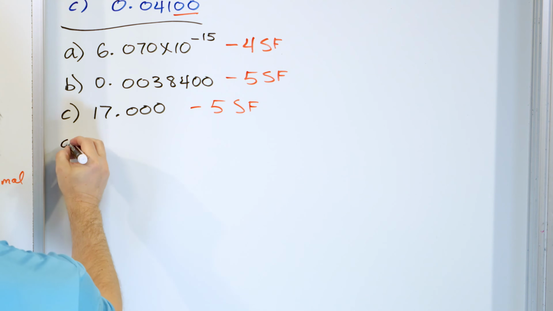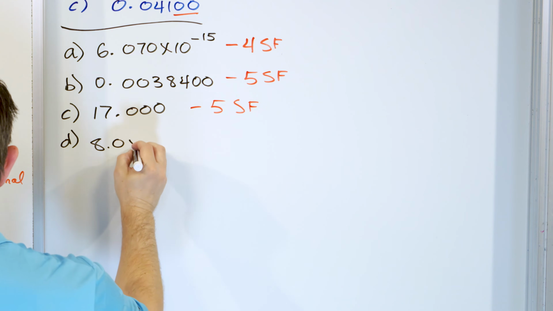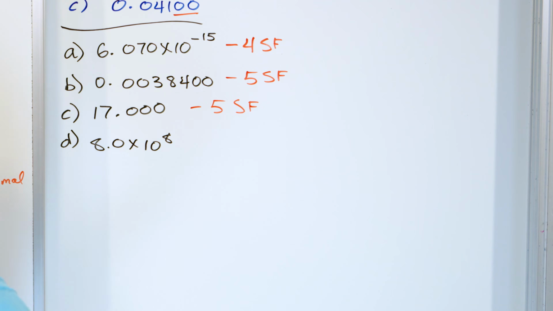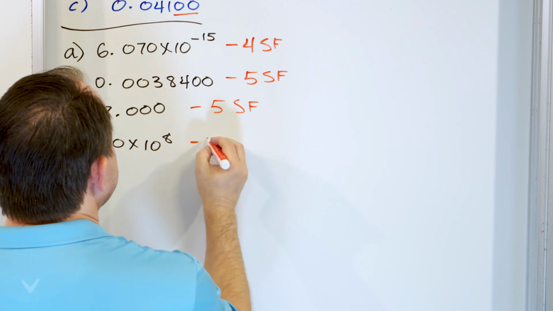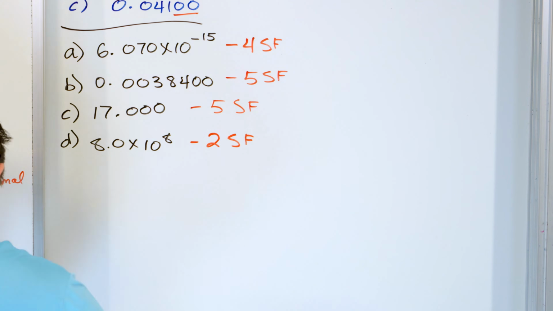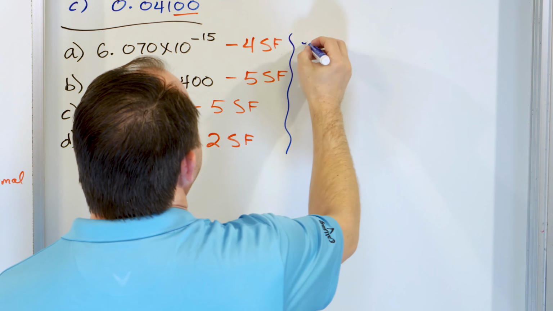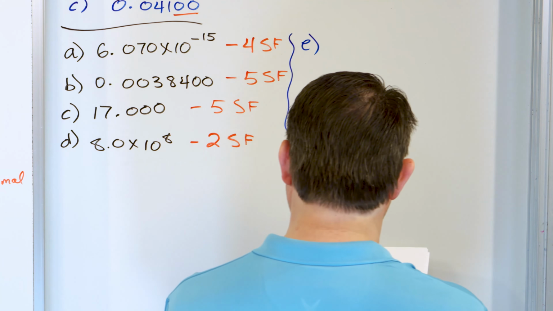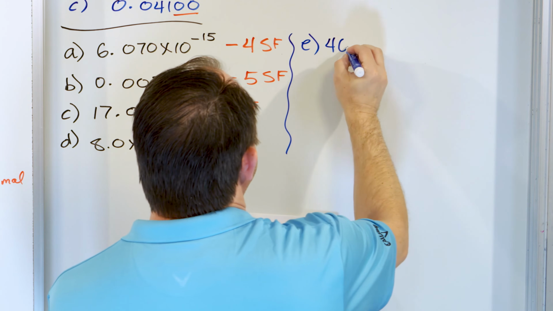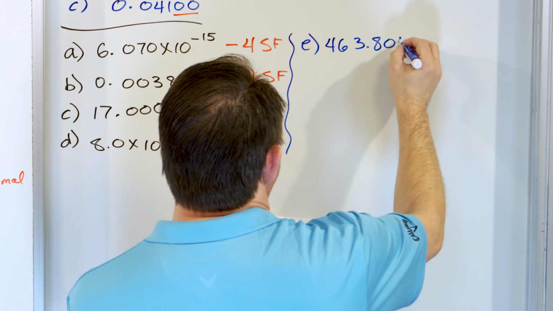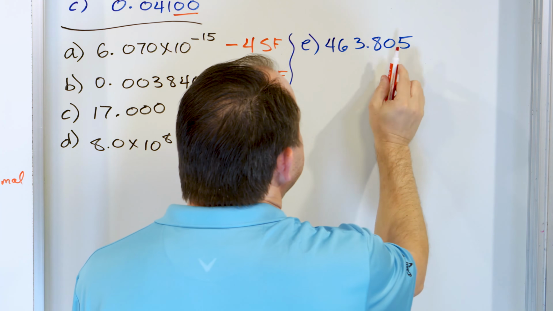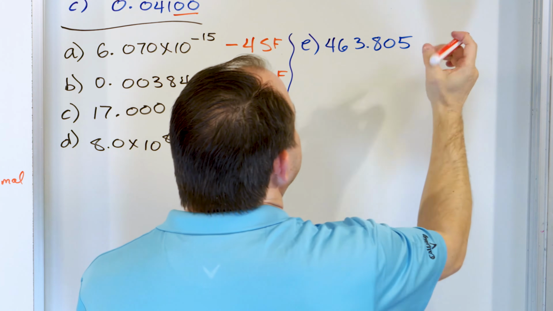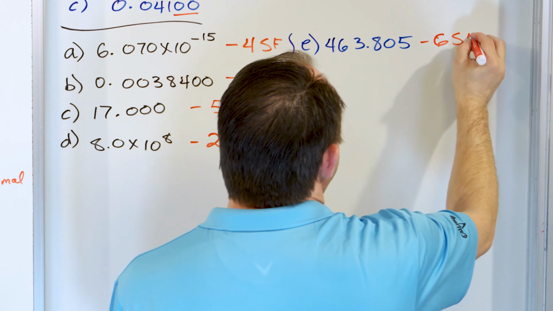All right, next problem, part D. 8.0 times 10 to the 8th. Both of them are significant because this zero is trailing with a decimal. So there's actually 2 significant figures here. All right, let's move along over here to E. 463.805. How many significant figures do we have right here? 1, 2, 3, 4, 5, and 6 because this is sandwiched between them. So there's 6 significant figures right here.